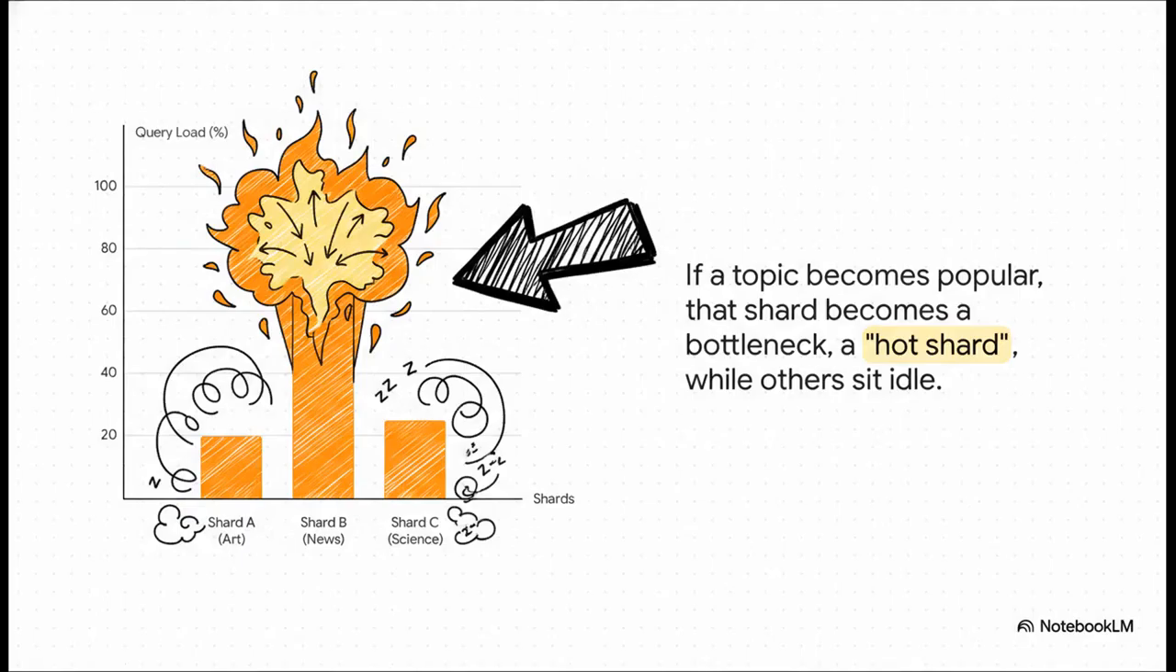But, as you probably guessed, this creates a new problem. What happens if a topic suddenly gets really popular? Let's say some breaking news story. Well, all the queries for that news story are going to hammer that one specific shard, and that creates a bottleneck, what engineers call a hot shard, where one machine is totally overwhelmed while all the others are just sitting around.